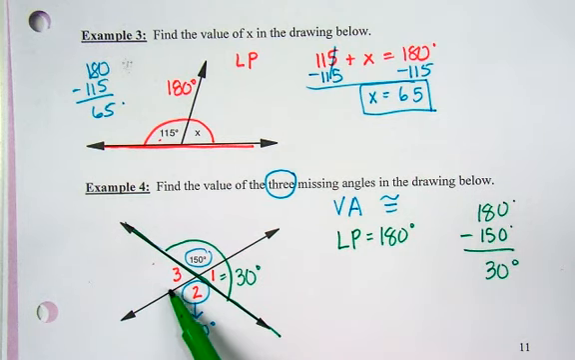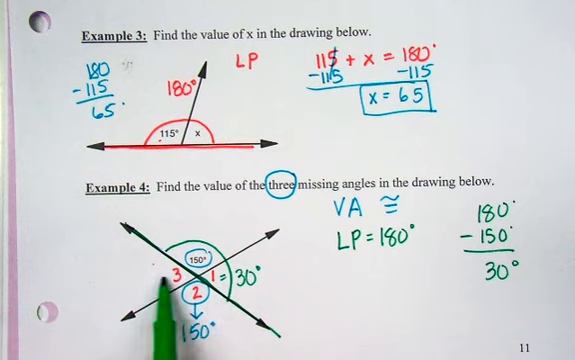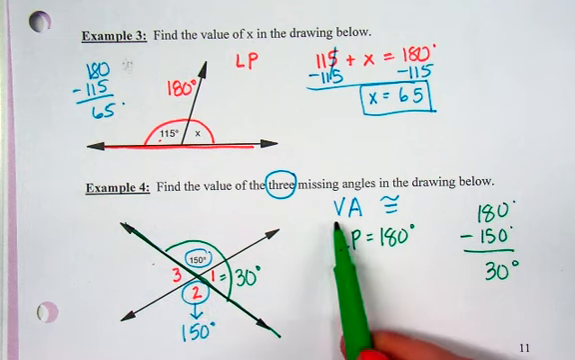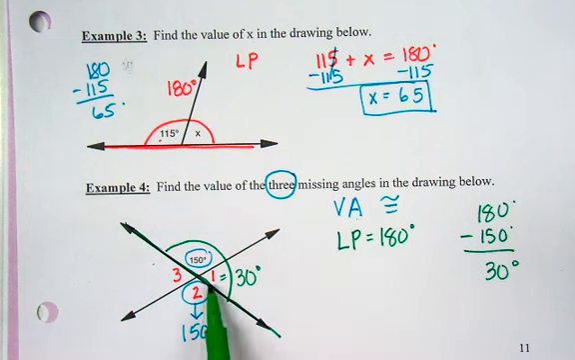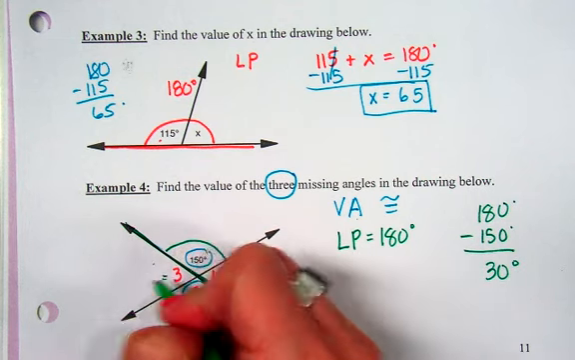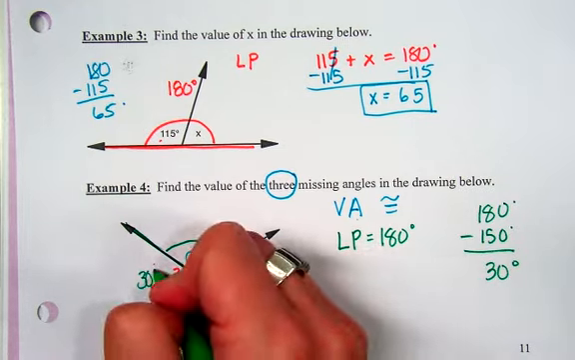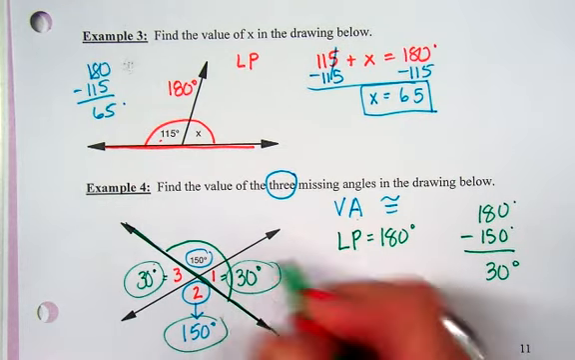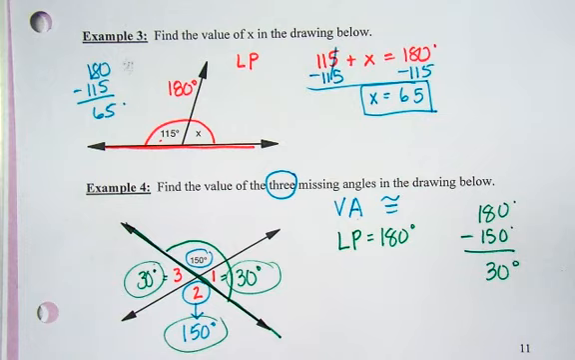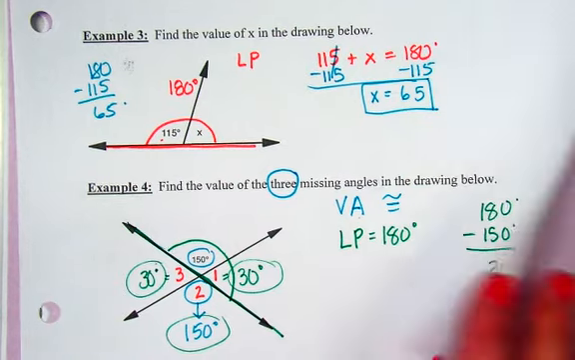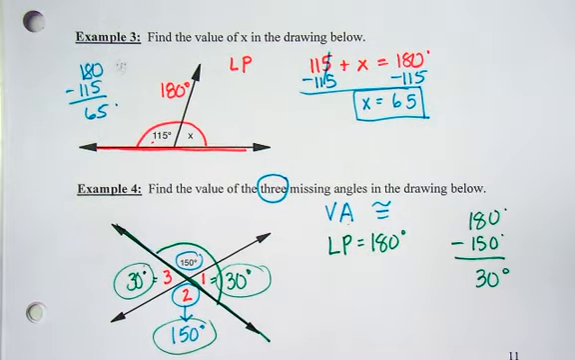Now how would I find this last missing one? Well, what's the relationship between 1 and 3? They're across from each other, so they're also vertical angles. And vertical angles are congruent. So if angle 1 is 30, then angle 3 will also be 30 degrees. And we have found all 3 of our missing angles. And you should be able to do this now with any 2 intersecting lines. If I give you one angle, you should be able to find all 3 other ones just like that. Okay? That's it for your notes.